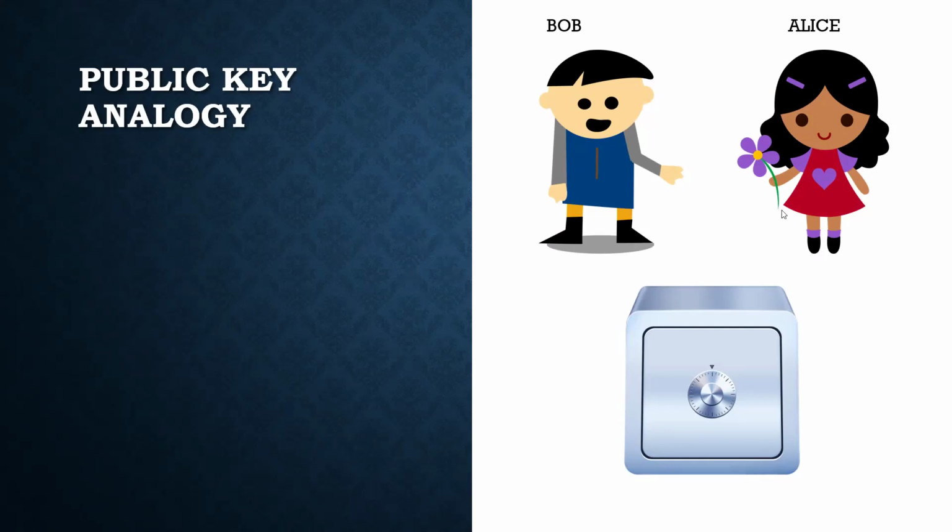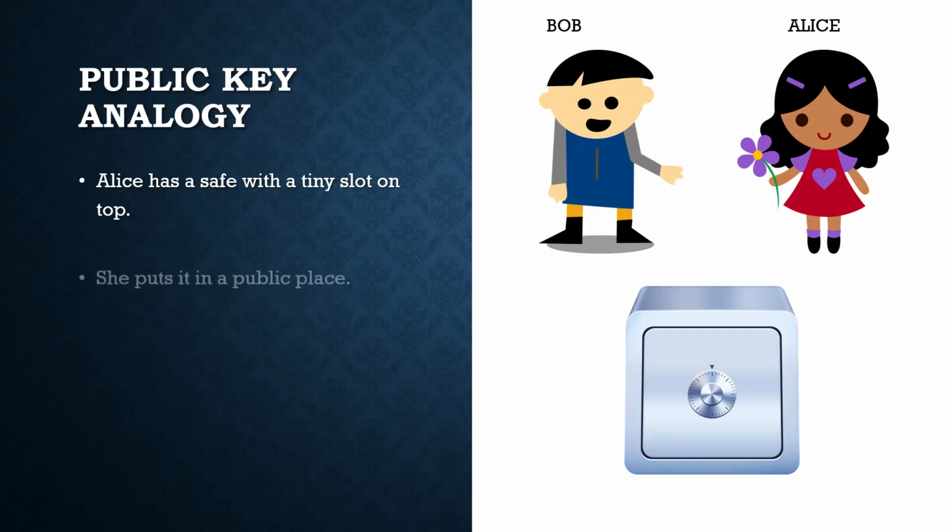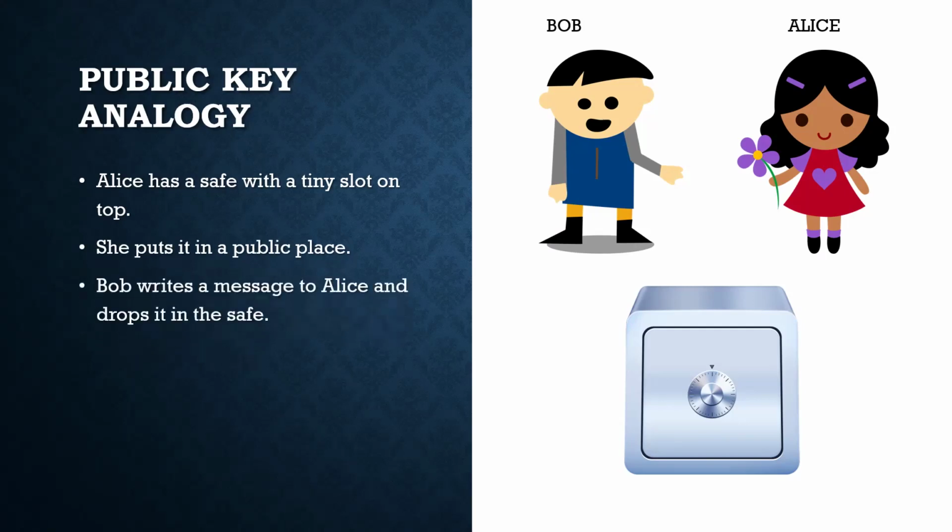Let's suppose for a second that Alice buys a safe. She has this safe and she puts a little tiny slot in the top, where someone could slide a note in, or money, or a gift. Not big enough that anyone can reach in and pull anything out, but a small slot. If she puts this in a very public place, now Bob can come along, write a message to Alice, and drop it in the safe. That message is now safe, no pun intended, and secure because only Alice has the combination to the safe, so she can get it.